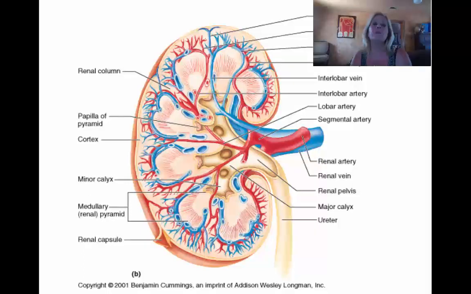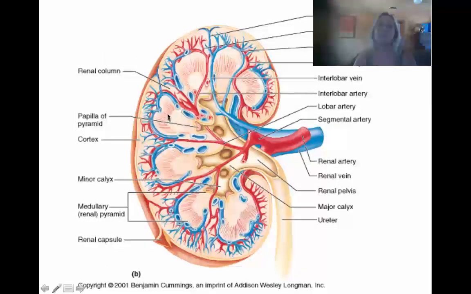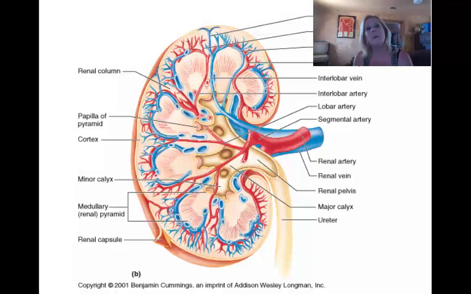Now, in order to do this filtration, we have to obviously have blood supply, and that blood supply is coming via the renal artery, which is bringing in essentially the dirty blood into the renal cortex. And then the filtration occurs, and the cleaner blood, and I say cleaner because it's not going to be perfectly clean of waste products, but the cleaner blood is going to come out through the veins and then leave by the renal vein.